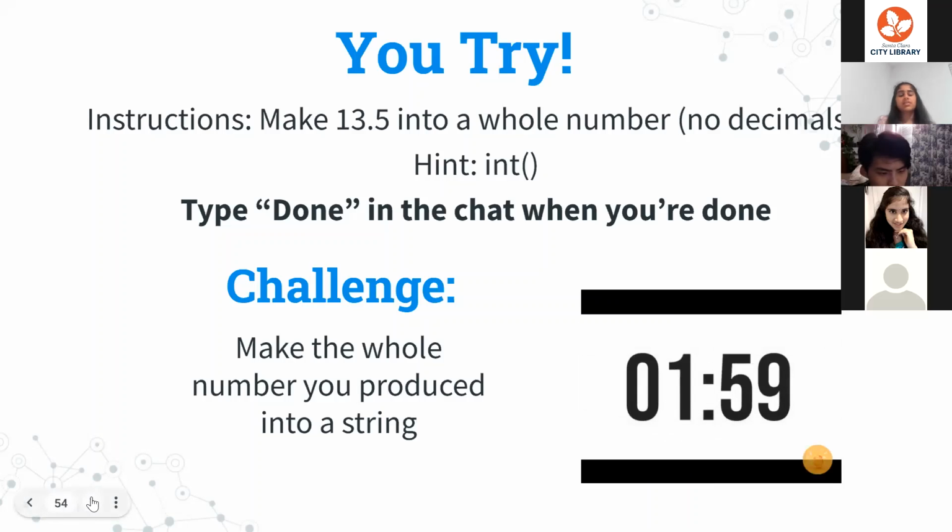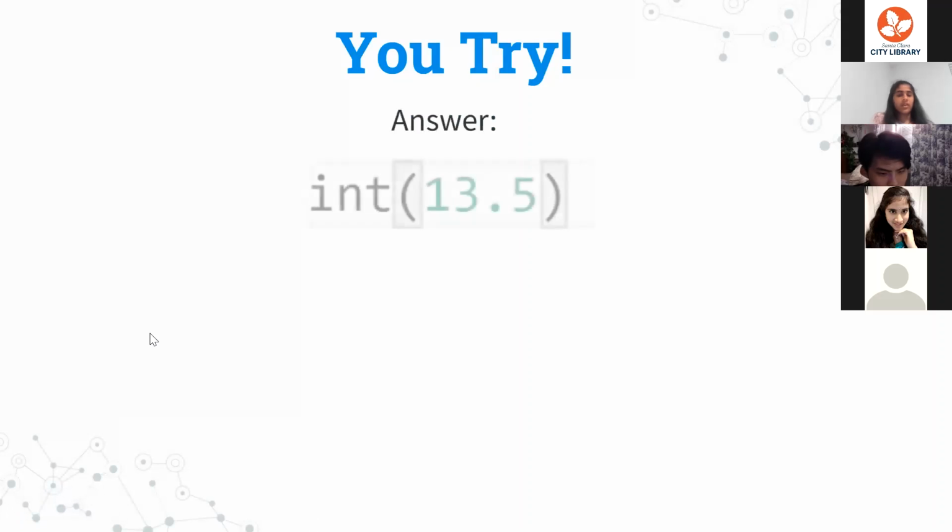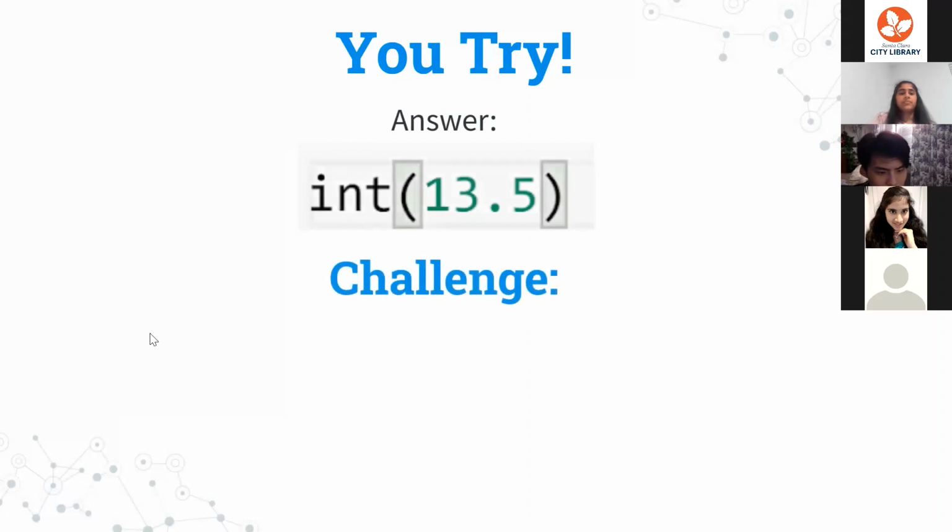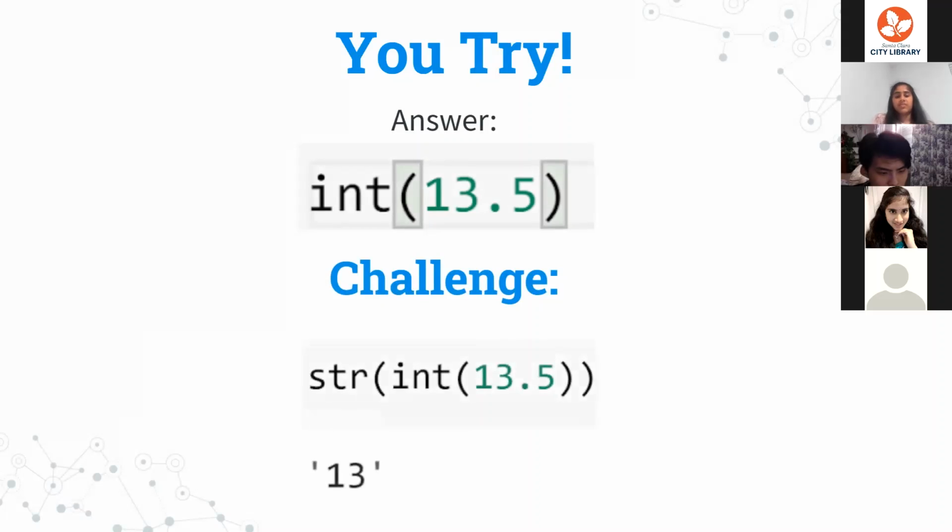Okay, let's look at the solutions now. The solution for the try was int 13.5, and that would have made it 13. For the challenge, we just put str around all of that, and that made it 13. Some of you might have just put str and then 13 inside the parentheses, which is okay, but this is a more recommended way.